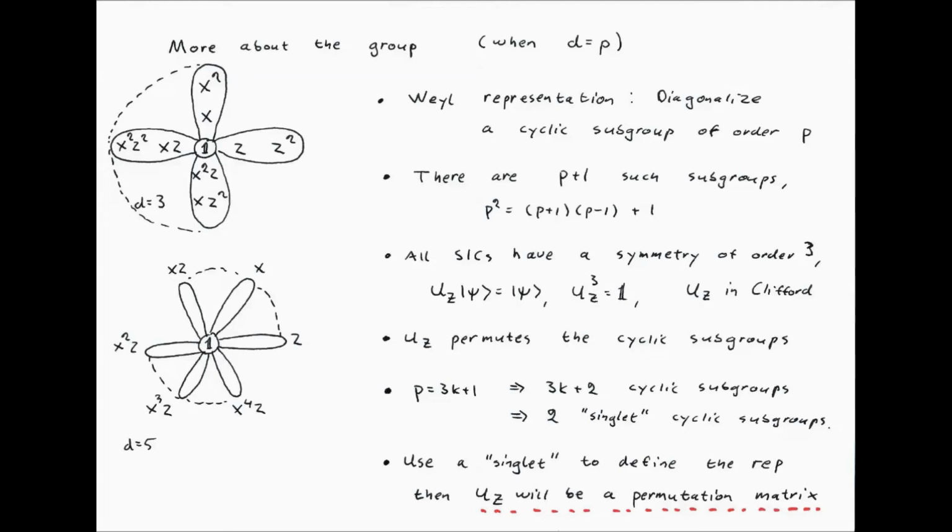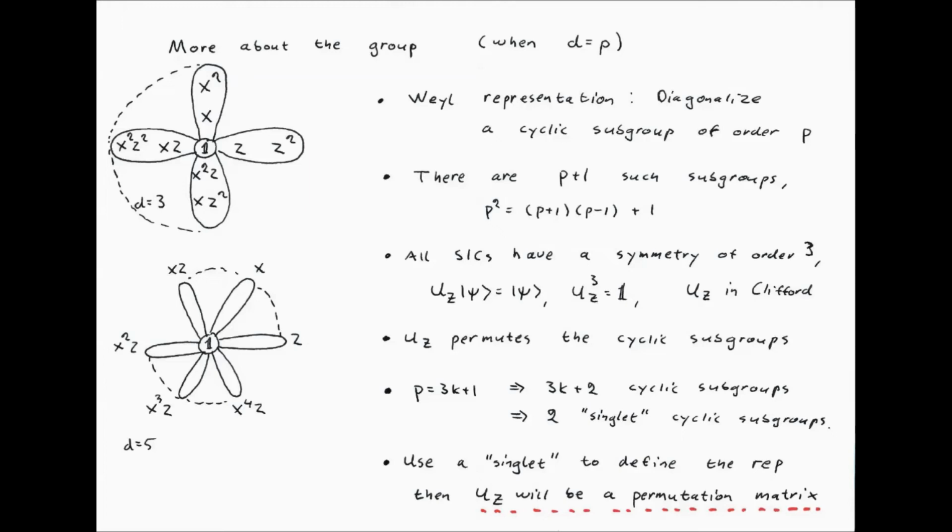Now, if the dimension is 2 mod 3, then the number of cyclic subgroups is divisible by 3. So the cyclic subgroups form multiples of 3. So the Zauner symmetry works by transforming these cyclic subgroups into each other and these cyclic subgroups into each other. However, if the dimension is 1 mod 3, then there are 3k plus 2 cyclic subgroups, which means that there have to occur 2 cyclic subgroups that transform into themselves under the symmetry. And that tells you what to do.